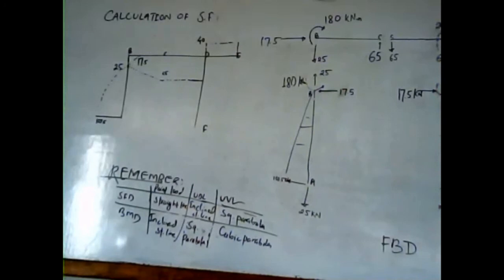Likewise, at section DE, there is an upward force of 40 kilonewton. It is upward, so we have positive here. Upward 40 kilonewton is positive, and at E there is downward 40, so it is positive here. There is a point load, so we have a straight line as shown in the figure in section D.